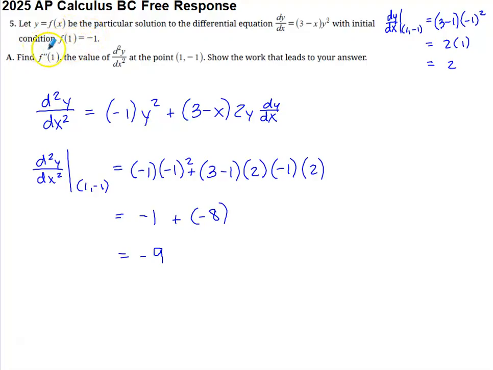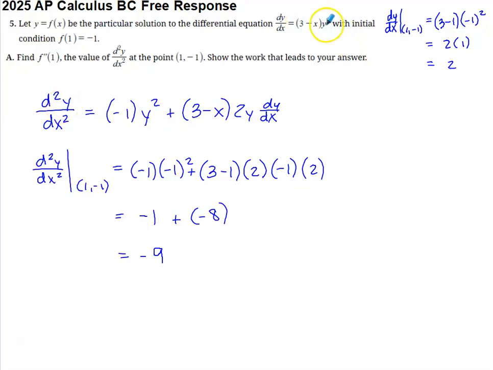In part A, they ask us to find the second derivative of f evaluated at 1, so the value of the second derivative at the ordered pair (1, -1). Show the work that leads to your answer. So I'm going to start by taking my second derivative. I'm taking the derivative of the left side of this equation to generate that second derivative.